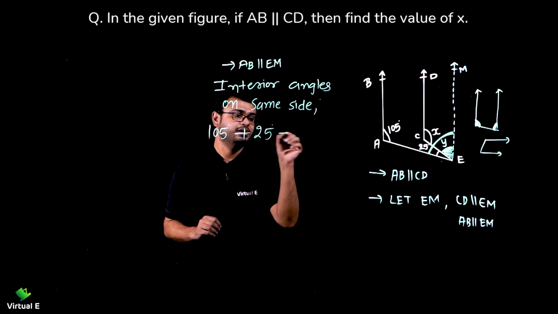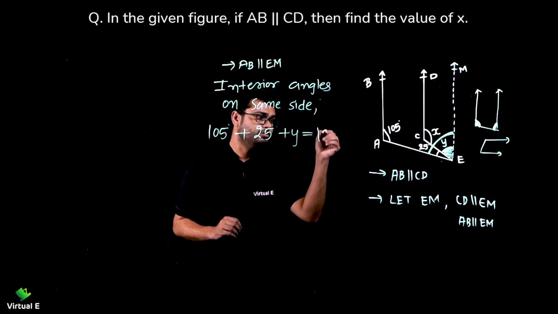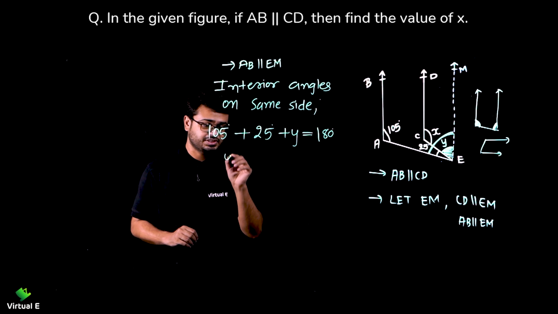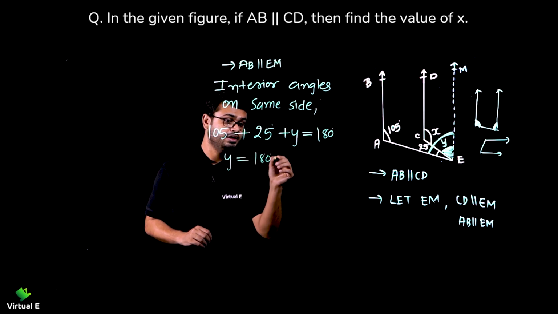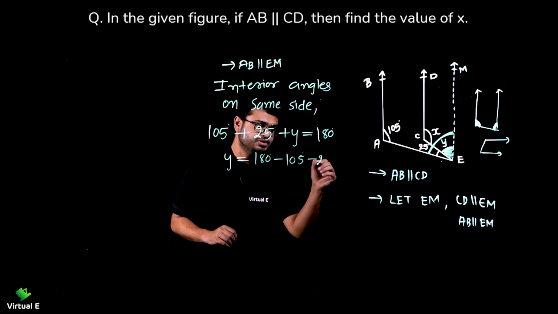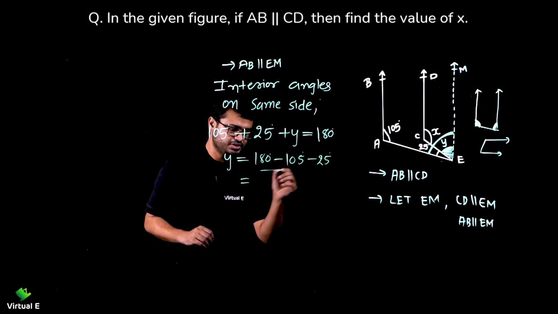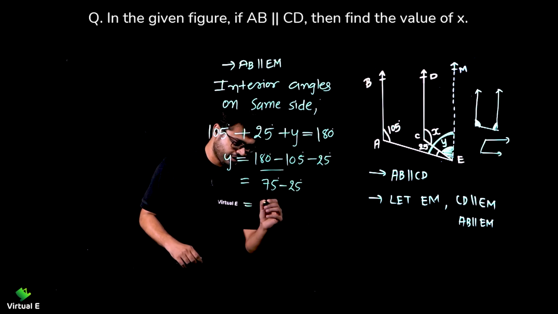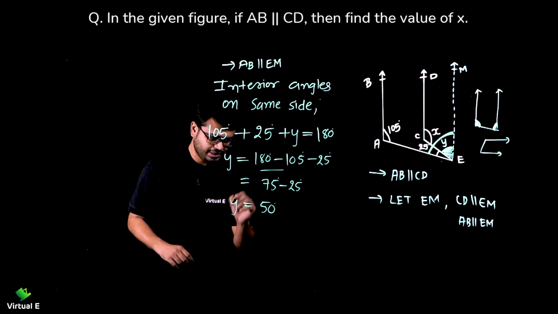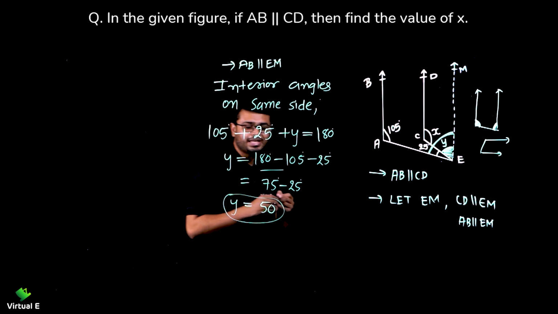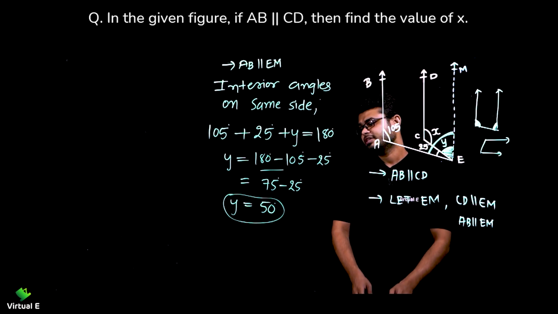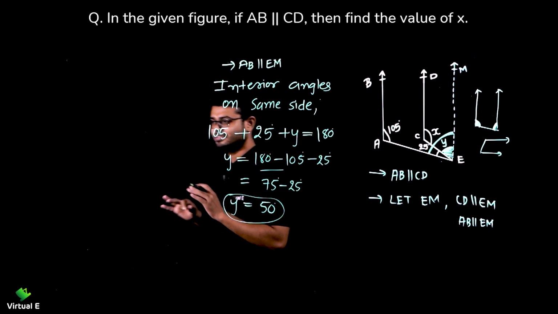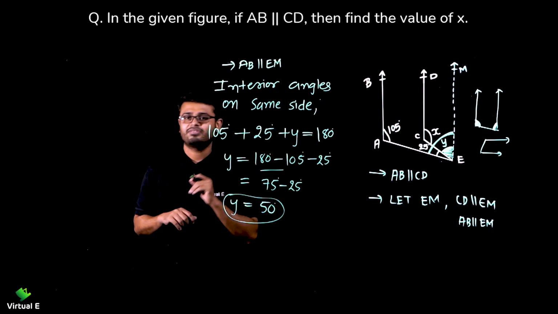So 25 plus y is equal to 180 degrees. Let's shift over that side. So y is equal to 180 degrees minus 105 minus 25. If we subtract this, we get 75 degrees minus 25, and if we subtract further, we get the answer as 50 degrees. So that is the value of y, y is equal to 50 degrees. But that's not the answer still, right? We still need to find the value of x.